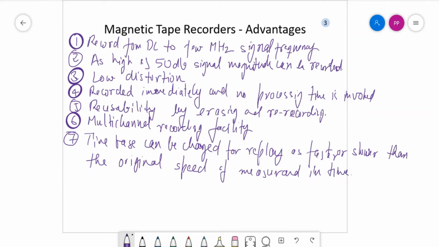So these are the 7 very important advantages of magnetic tape recording system. Now coming to the basic components.